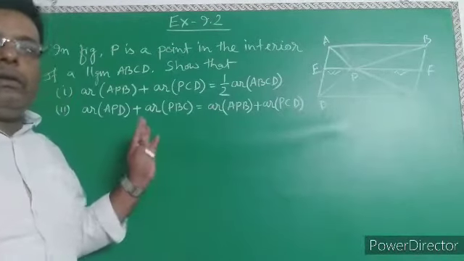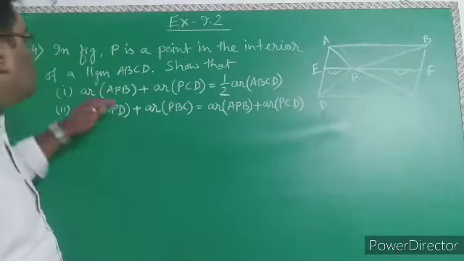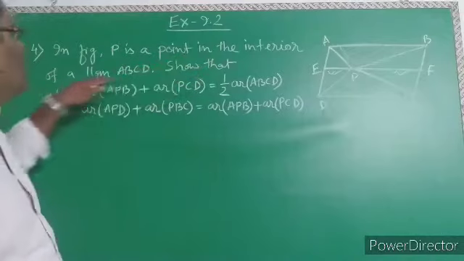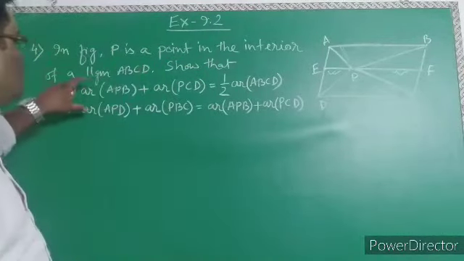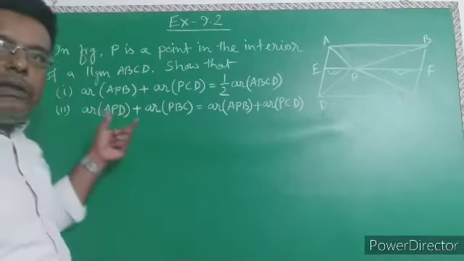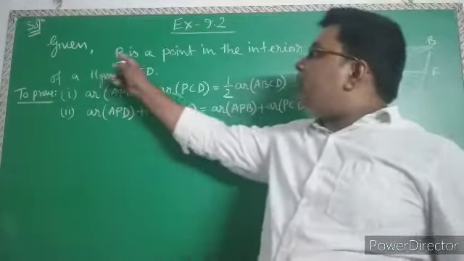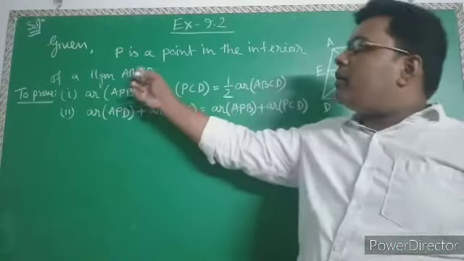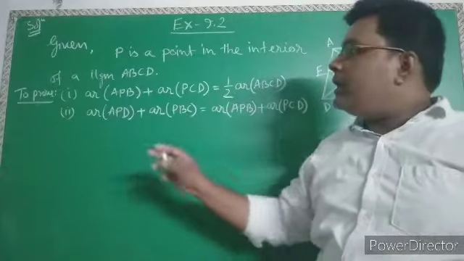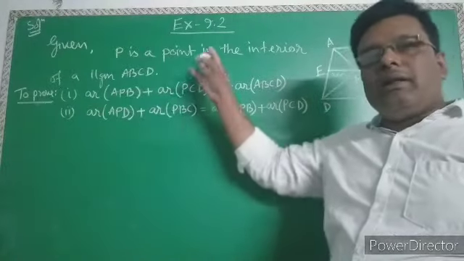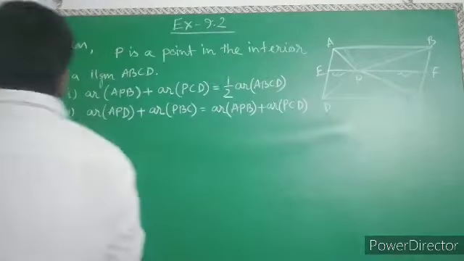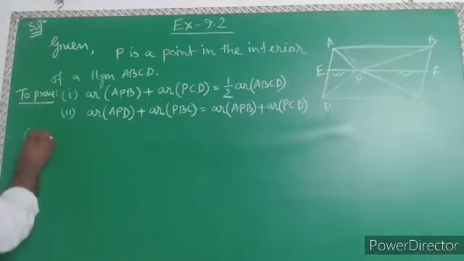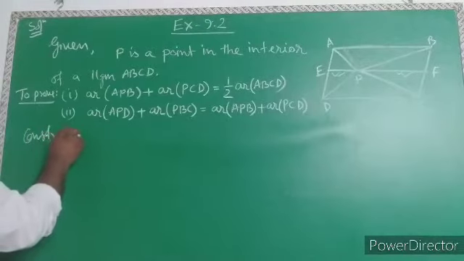Now see, first given, that is P is a point in the interior of a parallelogram ABCD, it's given. So to prove this part, we'll write like this. So here given P is a point in the interior of a parallelogram ABCD, and to prove this. So this part is exactly as the question. Next we have to write a construction.